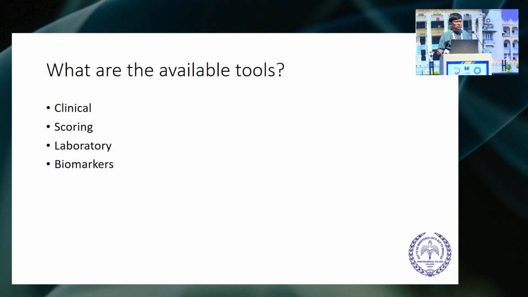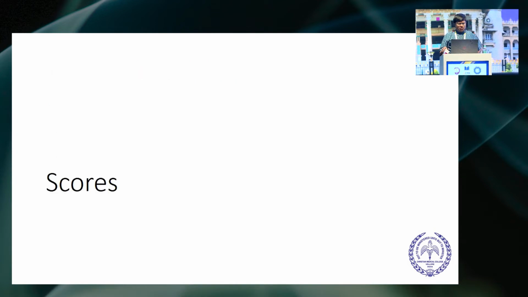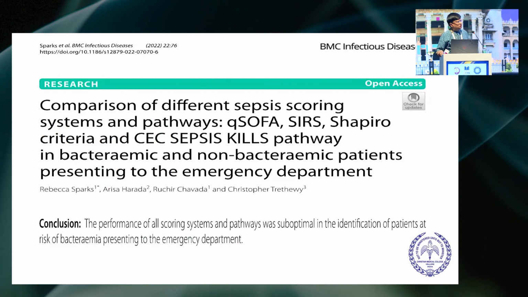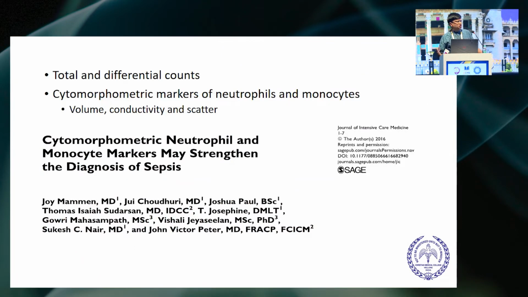So what are the available tools? Of course, clinical, and we always debate whether there is sepsis or no sepsis for a very long time. Scoring systems are available. Laboratory can aid us, and biomarkers can aid us. Coming to scores, we all know that the sepsis definition came with the Q-SOFA score, and now the Surviving Sepsis Campaign has said don't use that score because it has low sensitivity and specificity. They have compared various scores in this study and found that they are actually not very useful in detecting sepsis.